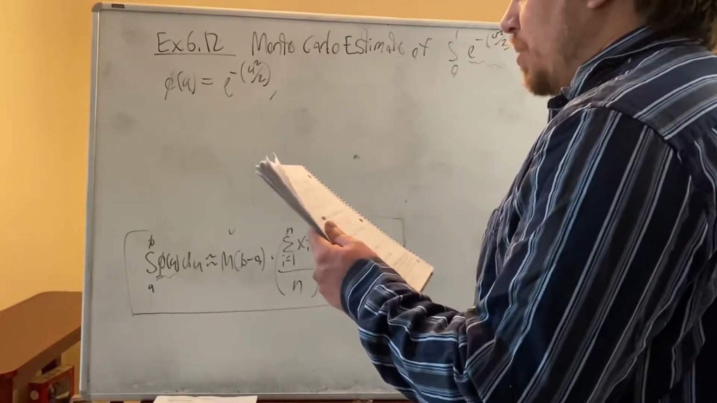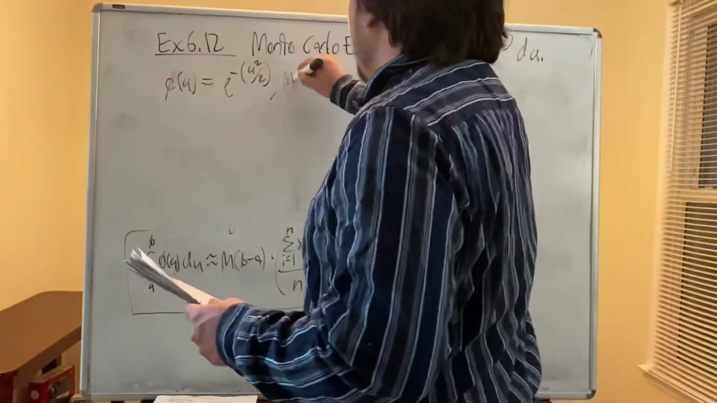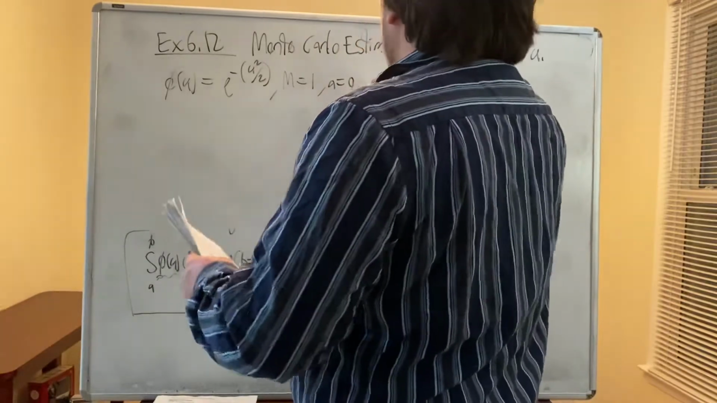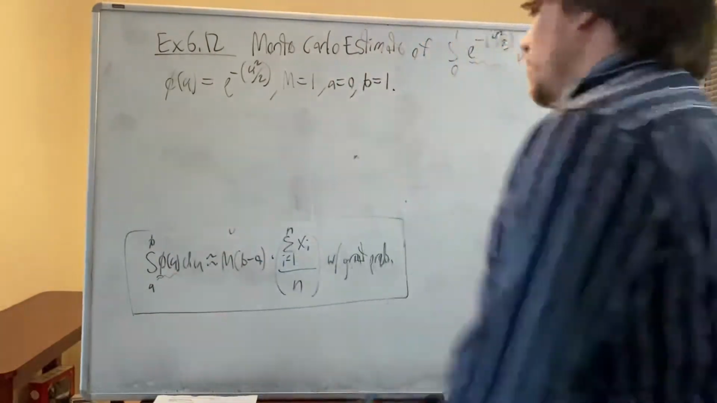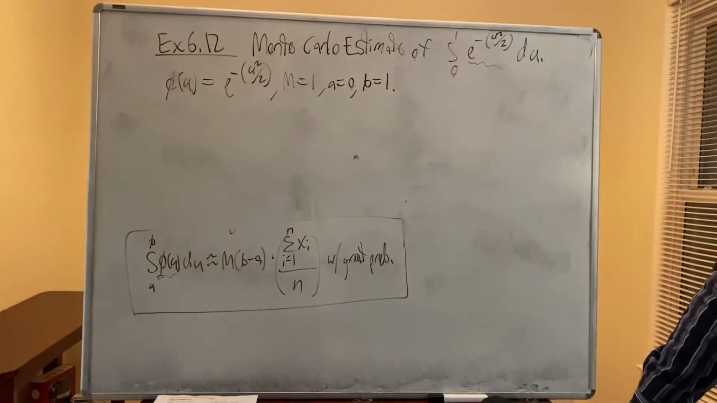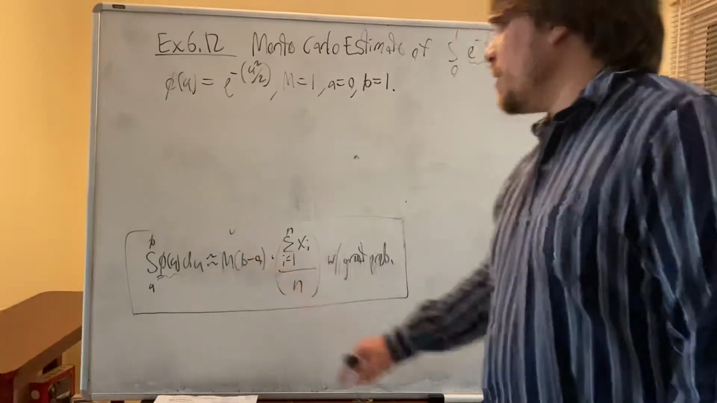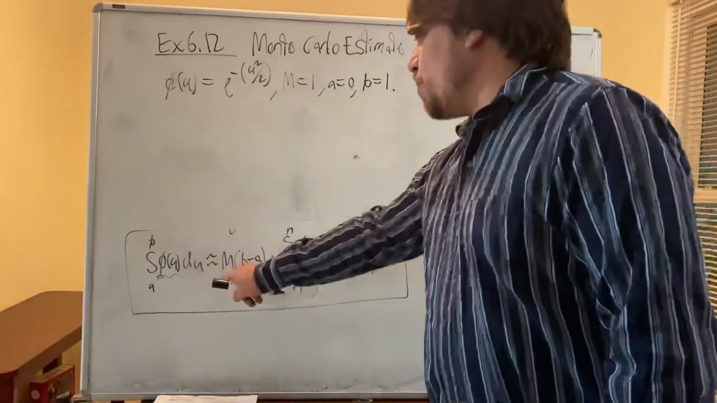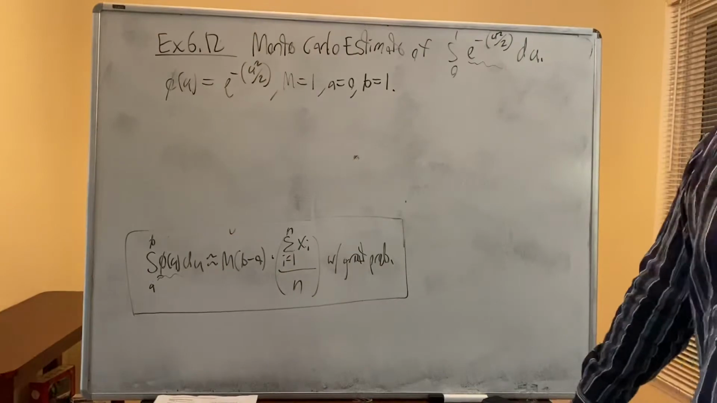Now I'm going to let capital M be 1. And I'm going to let little a be 0 and little b equal 1. And so it doesn't specify what the values of capital M or b or a have to be. And so I chose capital M to be 1. I chose little a to be 0. And I chose little b to be 1. That way it's 1 times 1 minus 0. So you just get 1.